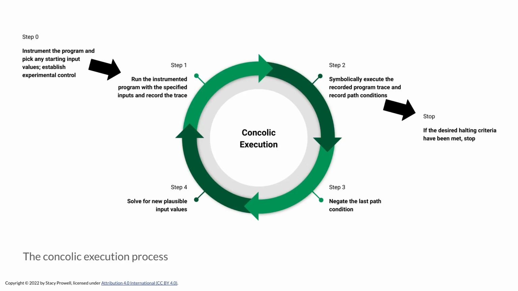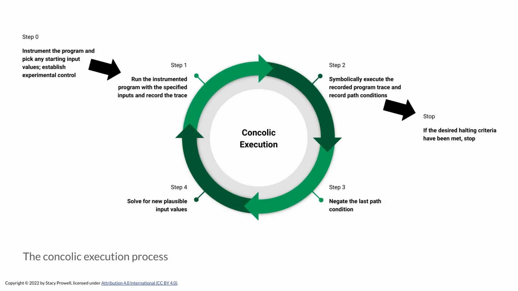Maybe we have to seed random number generators the same way every time so that it evolves the same way. Maybe we need to explicitly pace the execution so that time is less of a factor. This can be quite hard, but it can be done. So then in step 1, we run the instrumented program with the specified inputs and we record the trace. That takes us to step 2.